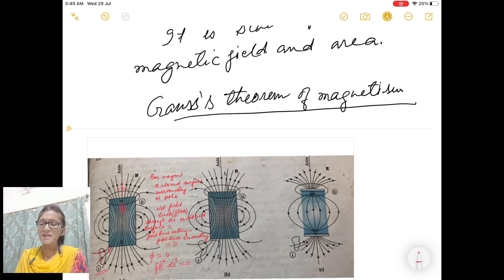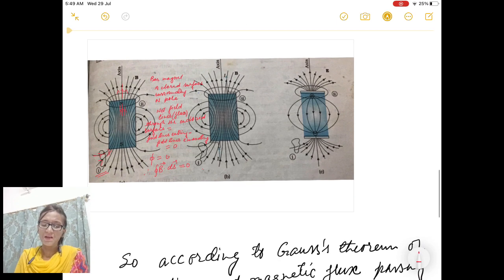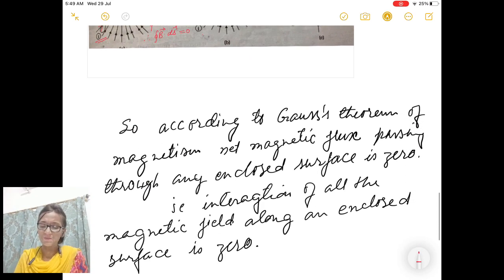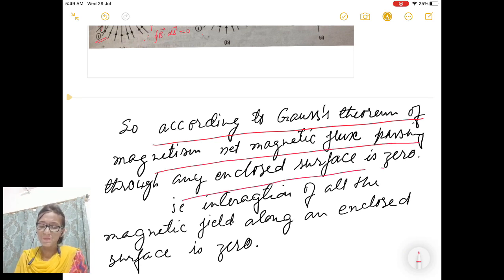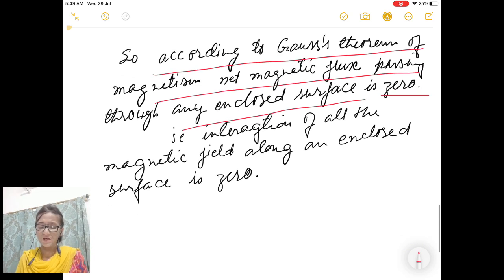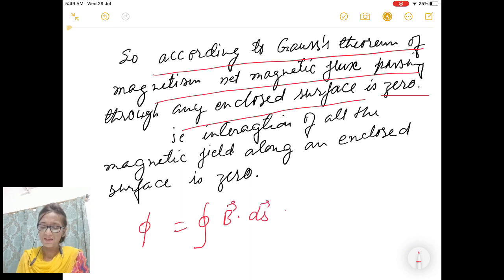Now we have Gauss's theorem of magnetism. Gauss's theorem says that flux through any enclosed surface is 0. That is, integration of all the magnetic fields along an enclosed surface is 0. That is flux phi, which is equal to surface integral of B dot ds. This is equal to 0.